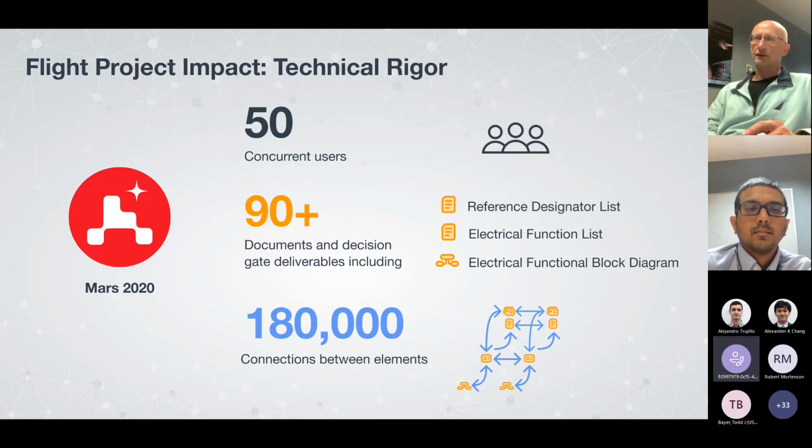For March 2020, the focus was on technical rigor. So there were like 50 users, 90 documents, a couple of 100,000 of connections, and producing documents like reference designator lists, vacuum function lists, and block diagrams, and consistent documentation and engineering documents and models.